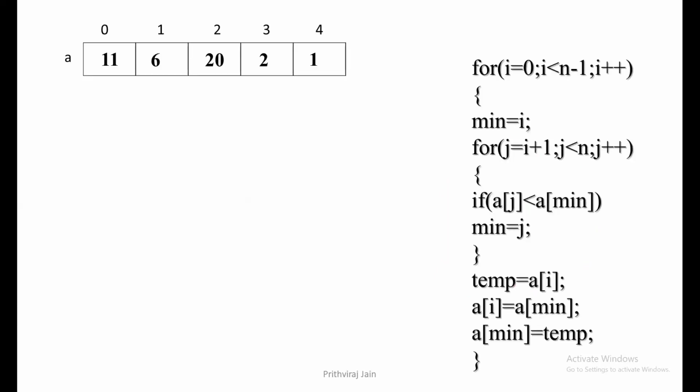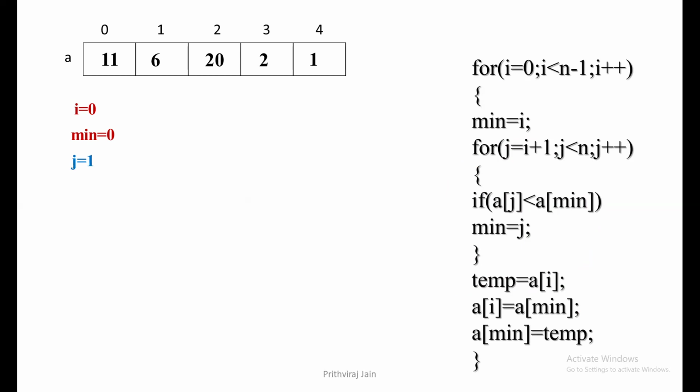So here is our code, and we have taken the elements in one separate array. Array index starts from 0 till the fourth index. Now initially i is equal to 0 and min is equal to 0. As per the code snippet, I'm going through the code. So min is equal to 0. Now the inner j loop is going to start.